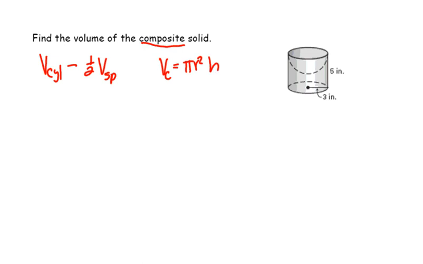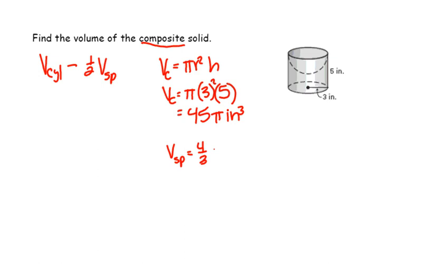so pi r squared h. So the volume of the cylinder is going to be pi times my radius, which is 3 squared, times the height of the cylinder, which is 5, which means that I get 45 pi, and that would be in inches cubed. All right, and then so for my volume of the sphere, that would be 4/3 pi r cubed. So I get 4/3 pi, my radius is 3 cubed, and that gets me 36 pi inches cubed.